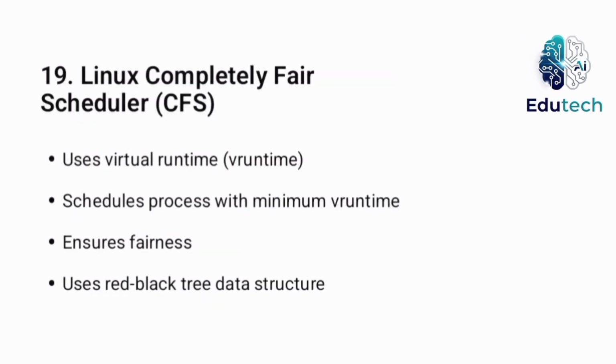Linux Completely Fair Scheduler (CFS). The Completely Fair Scheduler (CFS) is used in Linux to ensure fair CPU allocation. It models scheduling as an ideal multitasking processor and uses virtual runtime (vRuntime) to track how much CPU time each process has received. Processes with the least vRuntime are scheduled first, ensuring fairness.